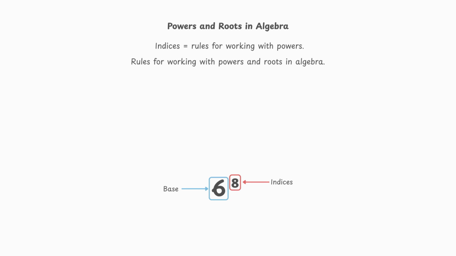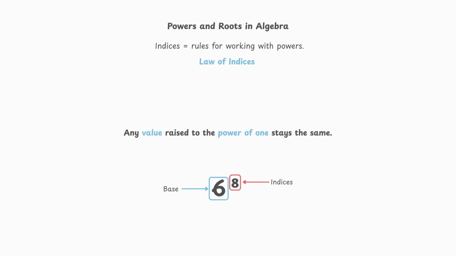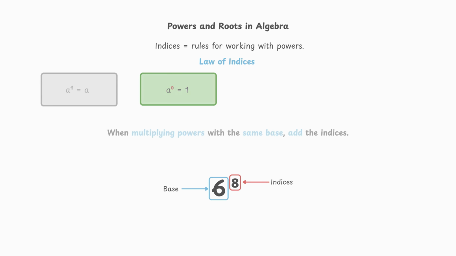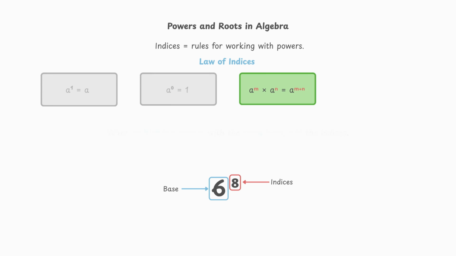Now let's look at the main rules for working with powers and roots in algebra. These rules are called the laws of indices. First, any value raised to the power of 1 stays the same. So a to the power of 1 equals a. Any non-zero value raised to the power of 0 equals 1. When multiplying powers with the same base, add the indices. So a to the power of m multiplied by a to the power of n equals a to the power of m plus n. When dividing powers with the same base, subtract the indices.